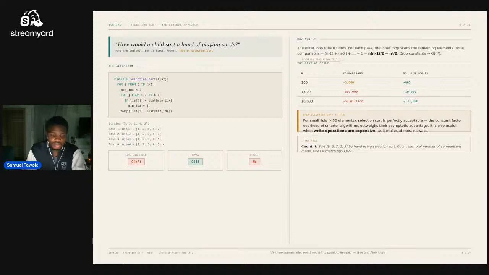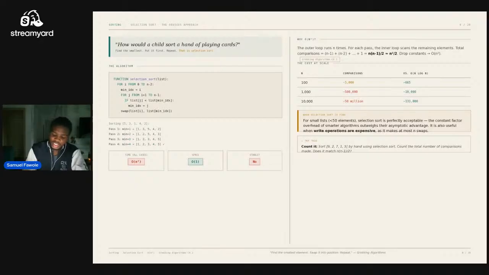So we go again. Then we swap 3 and 5. We go again. 5 and 1 swap. We now have 3 1 5 4 2. Then we check again. 5 and 4 swap. 3 1 4 5 2. 5 and 2 swap again. I mean 3 1 4 2 5.